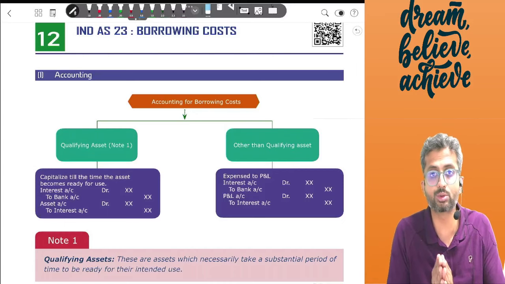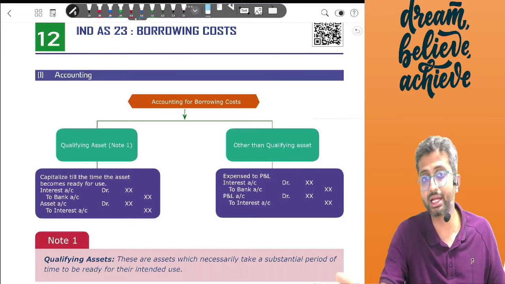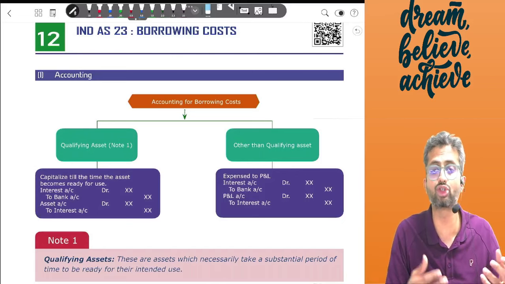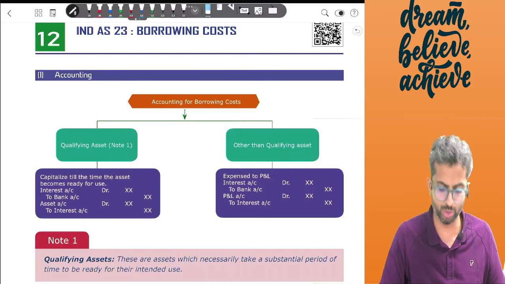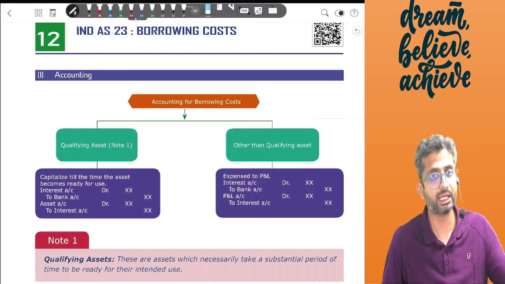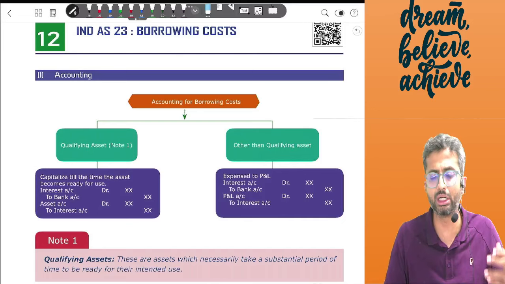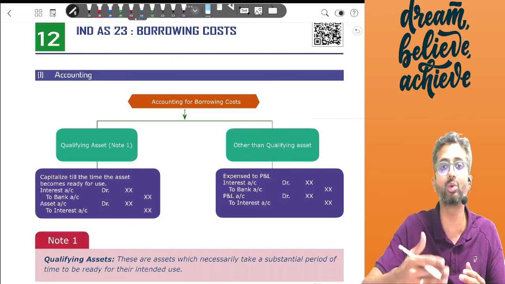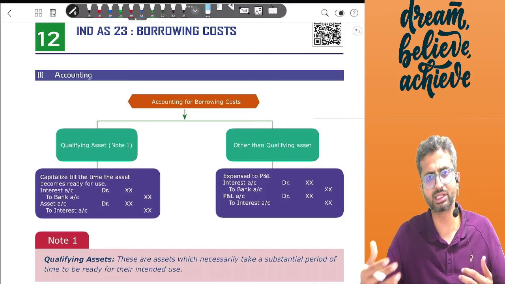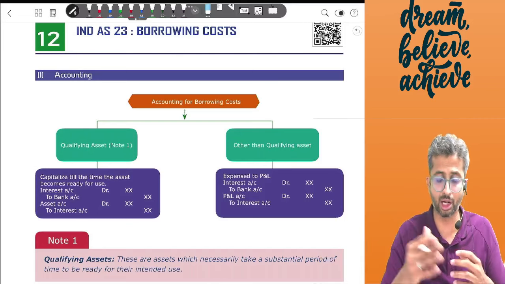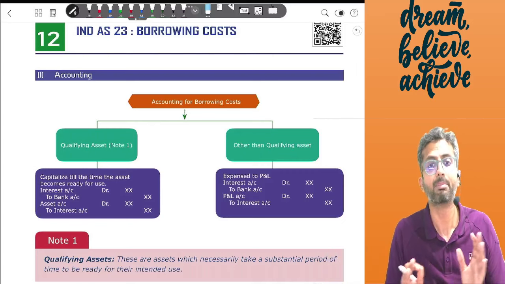However, Ind AS 23 says that if this interest was paid, that is, it was directly attributable to construction, acquisition or purchase of a qualifying asset, then this interest should ideally be capitalized. When I say capitalized, it means interest account debit to bank 10, but then asset account debit to interest. So rather than transferring it to P&L, you will capitalize it along with the cost of the asset. So the cost of the asset increases, and then subsequently when it starts earning income, the corresponding depreciation that is getting charged will also accordingly be slightly higher.